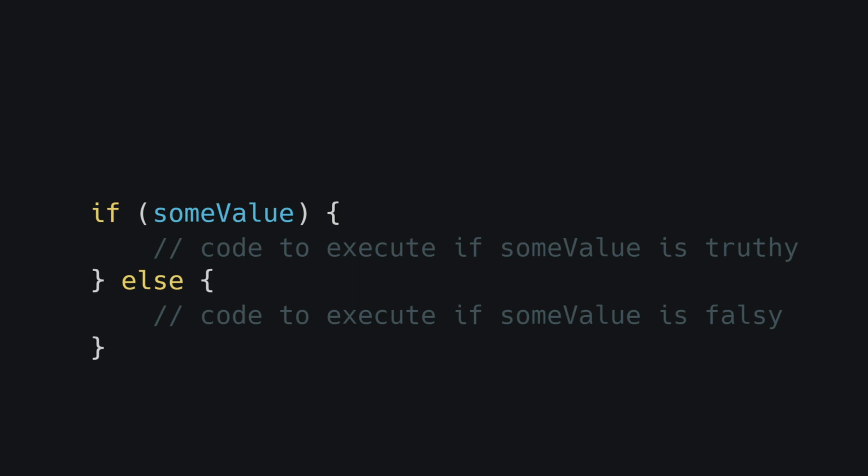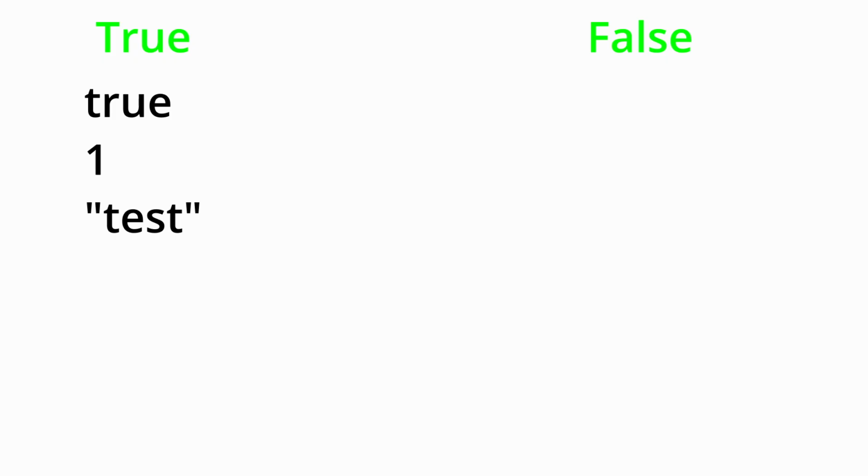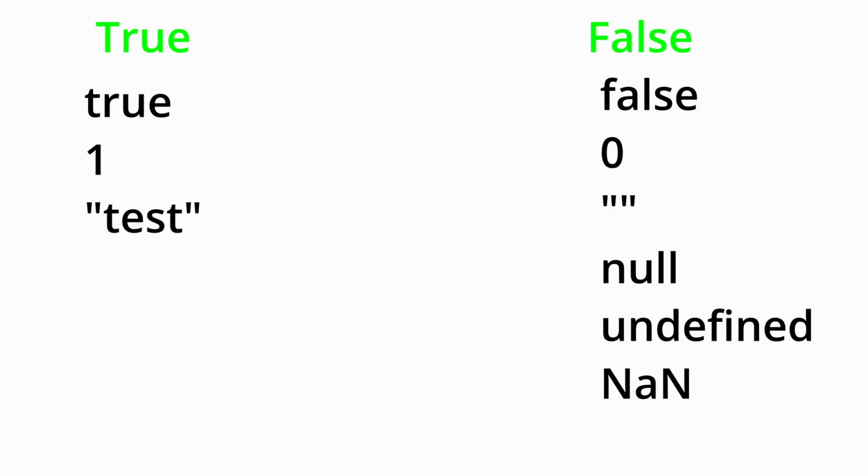In this example, if some value evaluates to a truthy value, the code inside the if block will execute. Otherwise, the code inside the else block will execute. TypeScript considers values like true, numbers other than 0, non-empty strings, and non-null objects as truthy values. Values like false, 0, empty string, null, undefined, and NaN are considered falsy values.